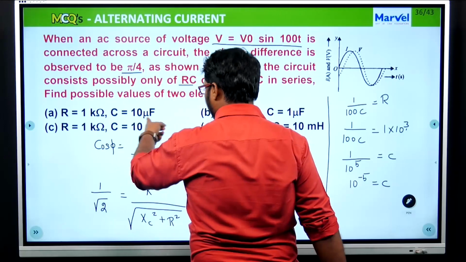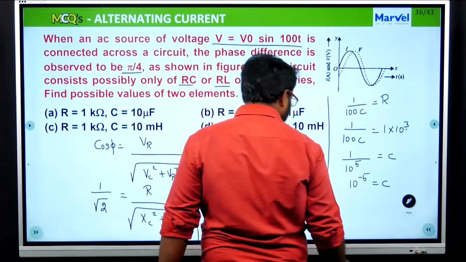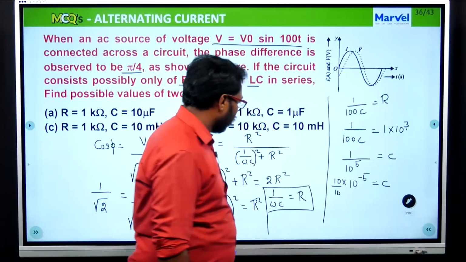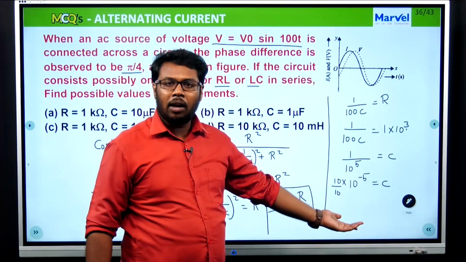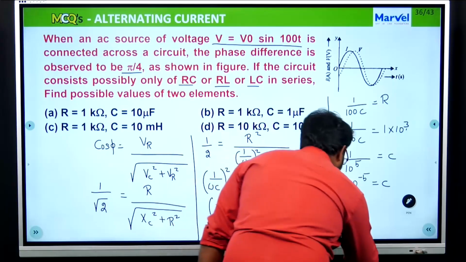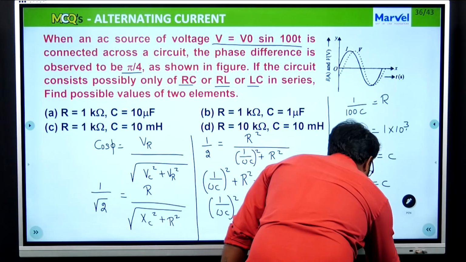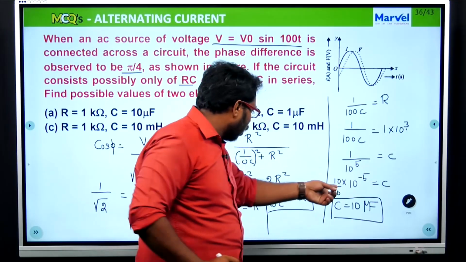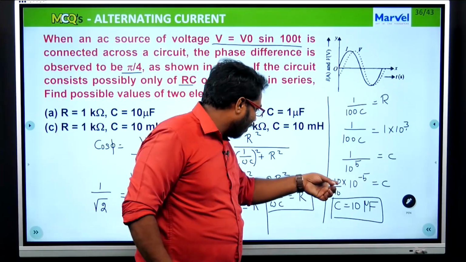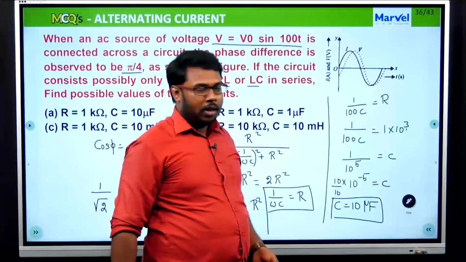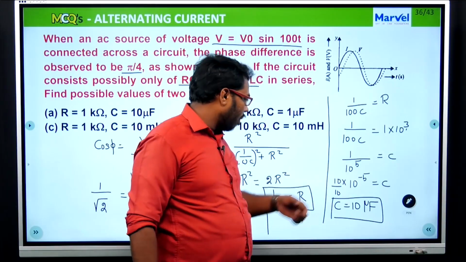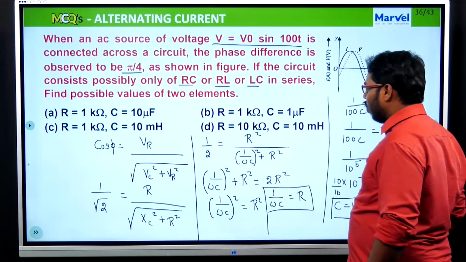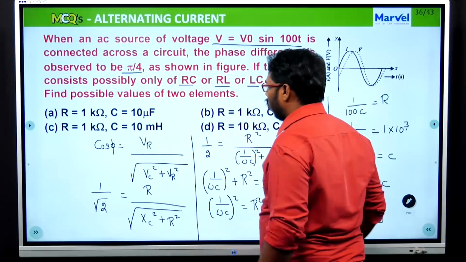See, we have 10 microfarad in here. So to get 10 microfarad, I will just multiply and divide by 10. So obviously we arrive at the answer, where C is equal to 10 microfarad, because it becomes 10 into 10 power minus 6 from here. That will be your C value when I substitute 1 kilo ohm.